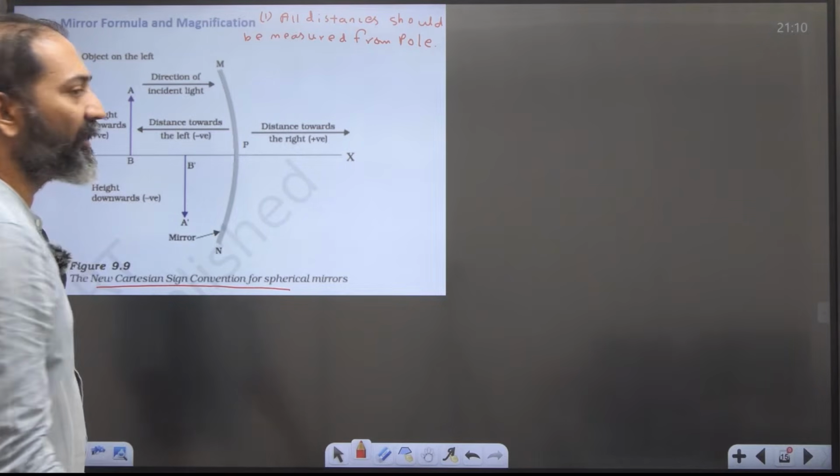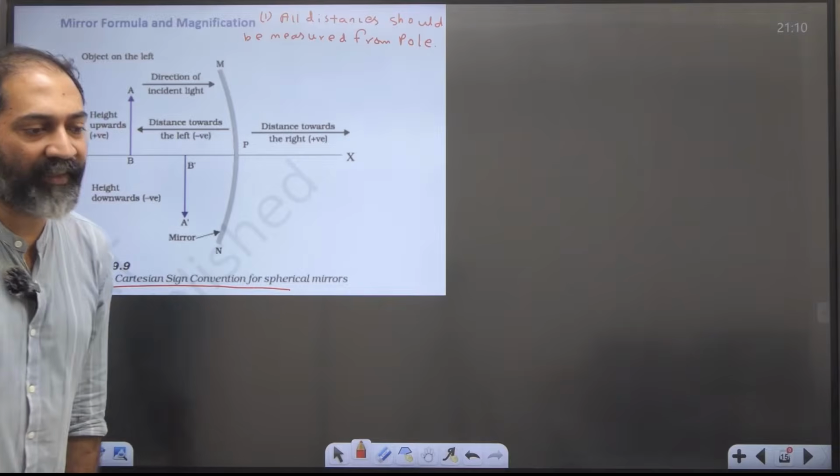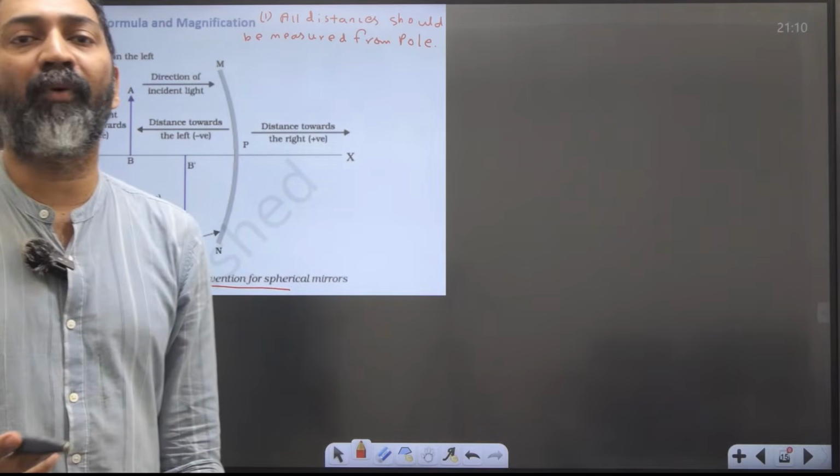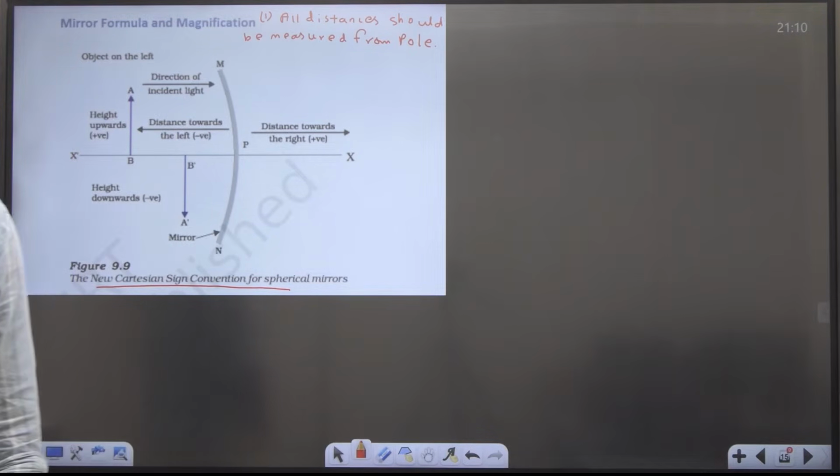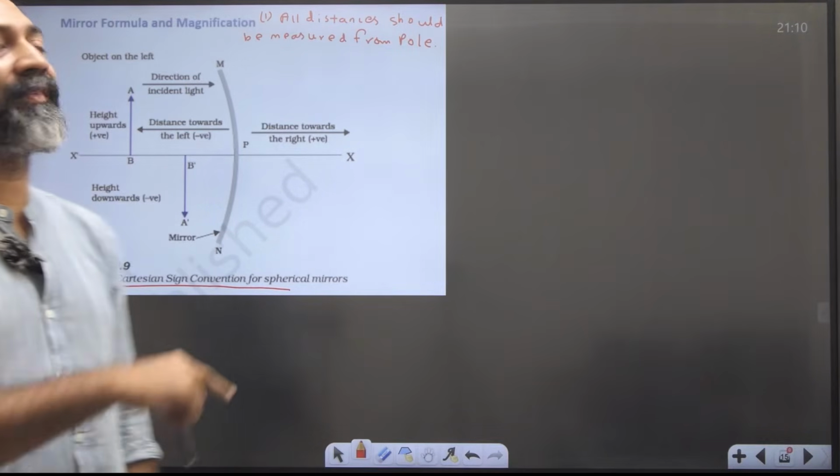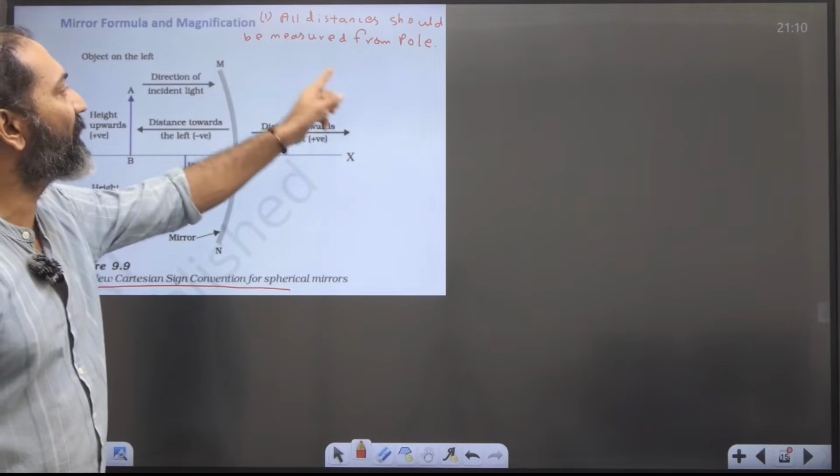So what is object distance? Some students will say it is the distance between object and pole. That is wrong. The object distance should be the distance from pole to object, because all distances should be measured from pole.